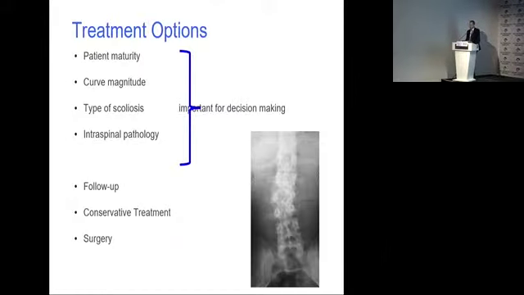We have some treatment options for this problem, but we need to know patient maturity, as I mentioned already. We need to know curve magnitude, also type of scoliosis, and if there is any intraspinal pathology or not, like diastematomyelia, tethered cord, or Chiari malformation, and so on. These are very important for our decision making, and then we may follow the patient. We may apply conservative treatment or surgical treatment.